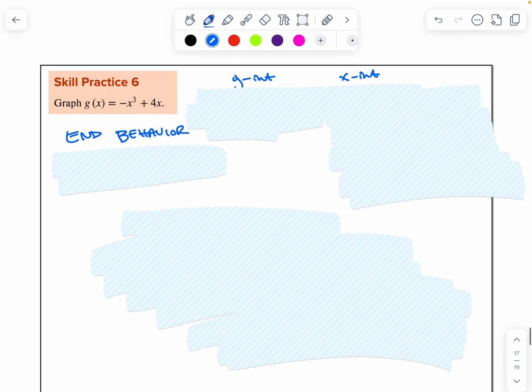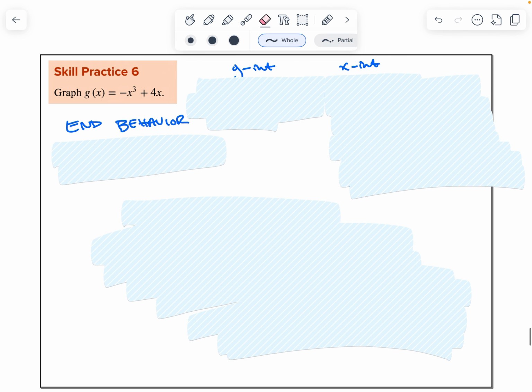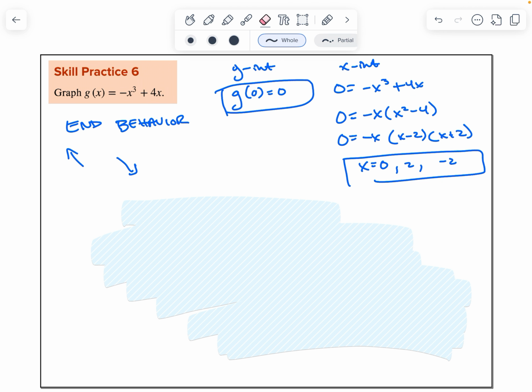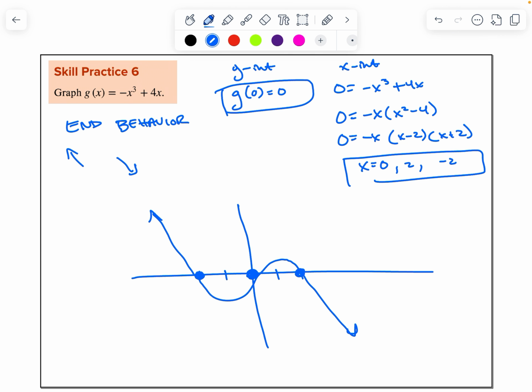Take a second to try this one. Find the end behavior, find the x and y intercepts. Pause your video because I'm about to show the answers. Here's your end behavior. Here's your x-intercepts, your y-intercept, and here's what your graph looks like. Again, all of these had an odd multiplicity, so it just passed straight through every single one of them.